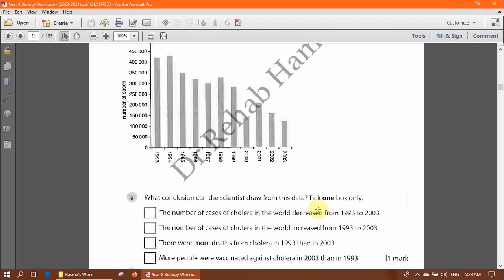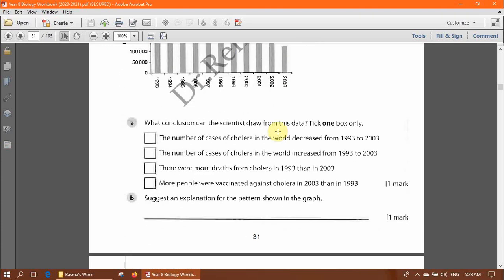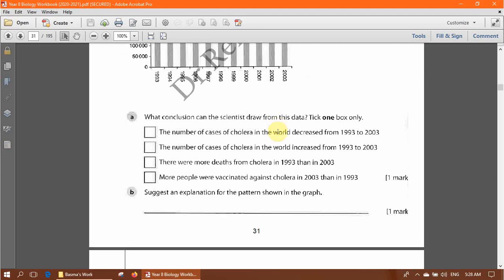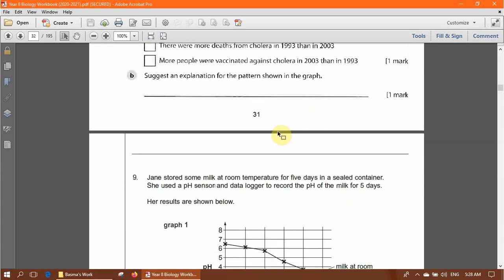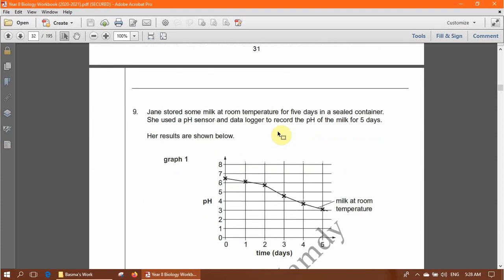You cannot say that the number of cholera cases decreased because, for example, in 2001, it's more than 2000. So it didn't decrease regularly. Okay. So just an explanation. So maybe more people are being vaccinated against cholera. Maybe we have access to safe water. Maybe there is an improvement in hygiene. So any of these answers are correct.